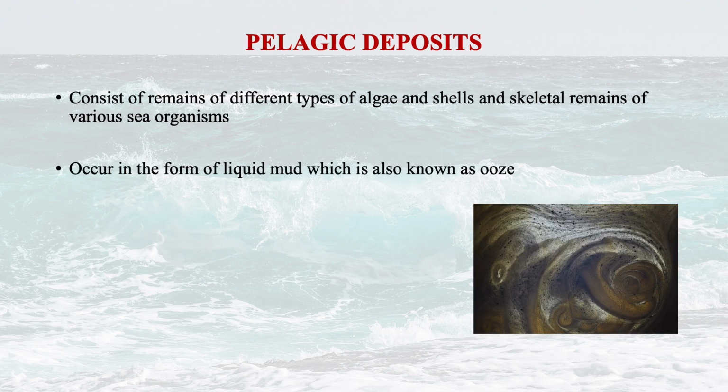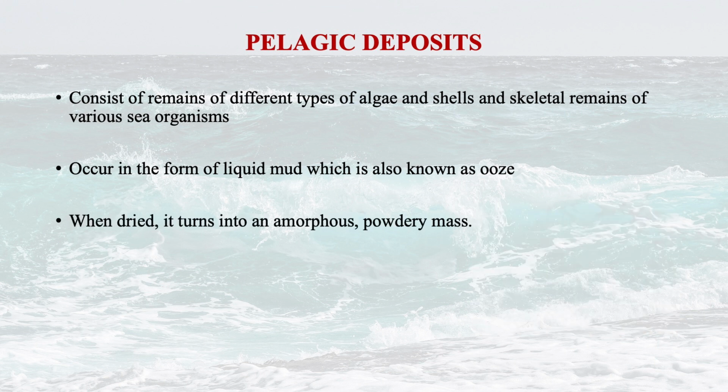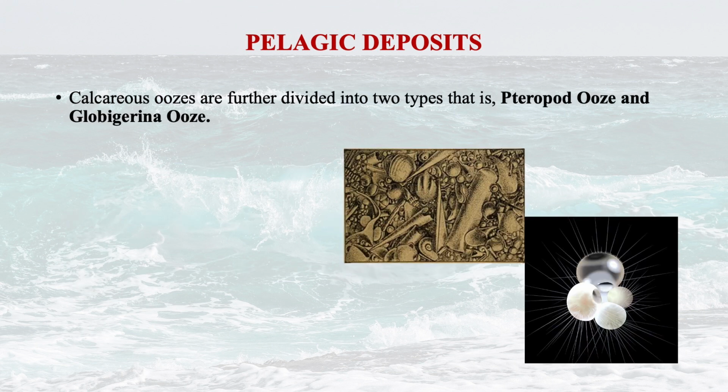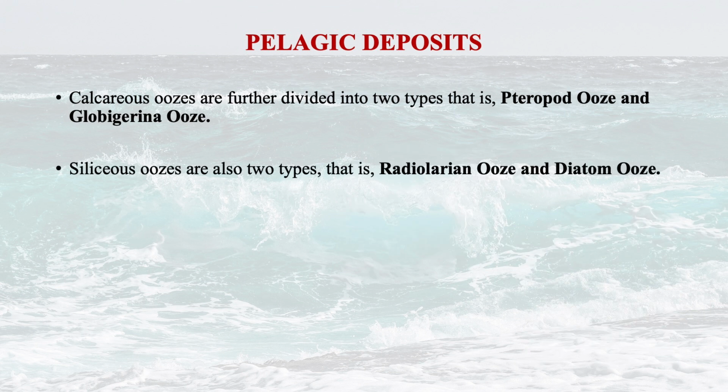They occur in the form of liquid mud, which is also known as ooze. When dried, it turns into an amorphous powdery mass. Now there are two broad categories of pelagic oozes based on their calcareous and siliceous nature. Calcareous oozes are further divided into pteropod ooze and Globigerina ooze, and siliceous oozes are also of two types, that is radiolarian ooze and diatom ooze. Now let us study briefly about them.